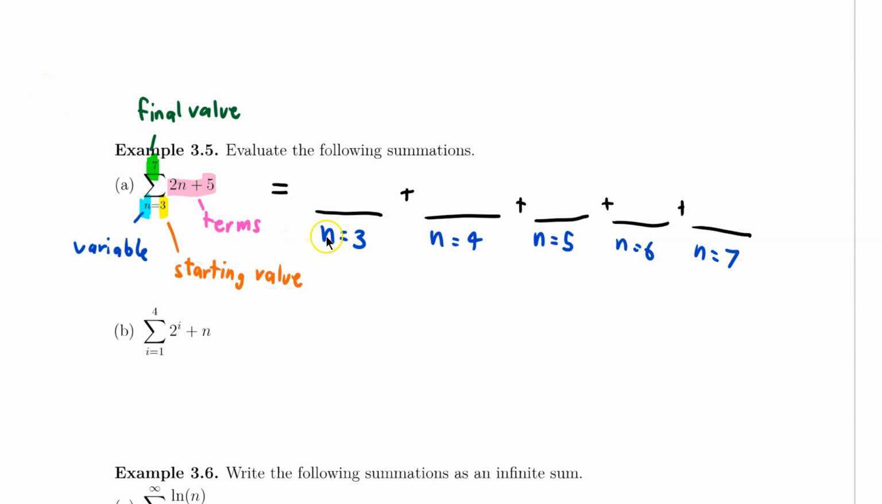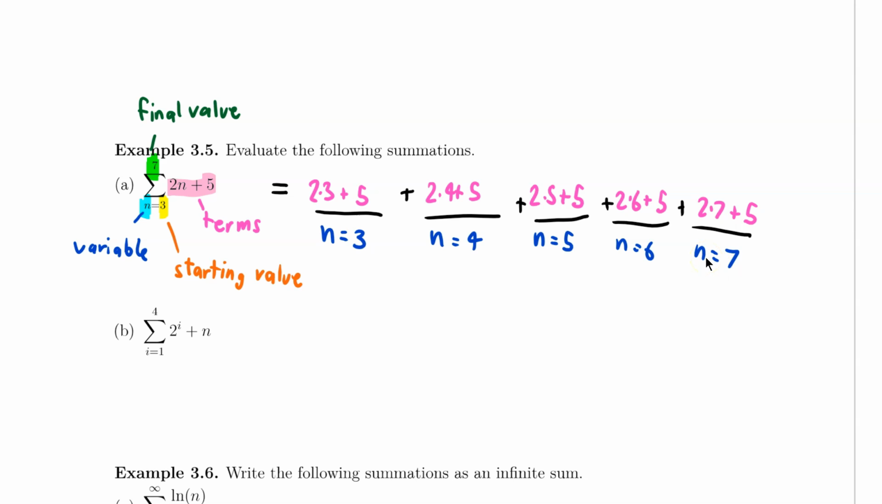Now, for each value of n, I'm going to compute the term behind the sum. So when n is 3, my term is going to be 2 times 3 plus 5. When n is equal to 4, my term is going to be 2 times 4 plus 5. When n is equal to 5, my term is going to be 2 times 5 plus 5. And 2 times 6 plus 5. And 2 times 7 plus 5. So this is basically just what the summation notation means.